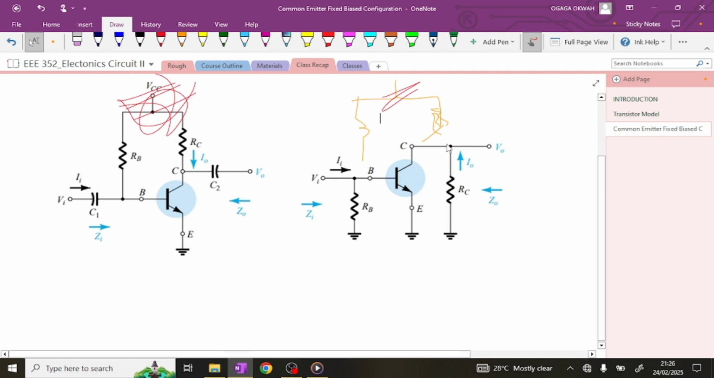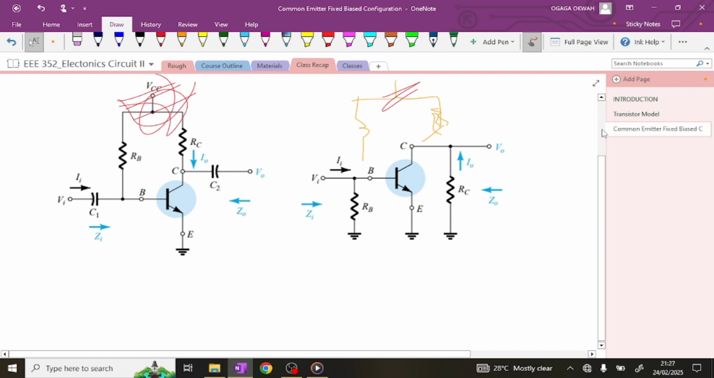Hope that's clear. And then our RC also, you can see RC down. Clear. This E is the same as this E. Then this Vout is this Vout, and this Vin is this Vin.